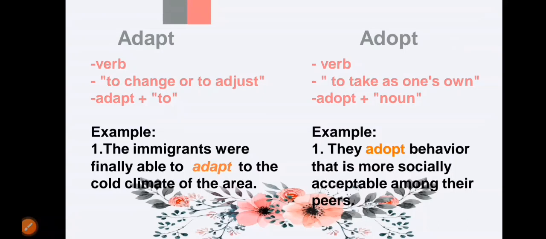Let's have this example. They adopt behavior that is more socially acceptable among their peers. Here you can see the word adopt is followed by the noun behavior. So that's the direct object of the word adopt. At the same time, if we're going to understand the sentence, it gives us the idea that the behavior is something that is taken as one's own by the subject. So that's all about adopt.